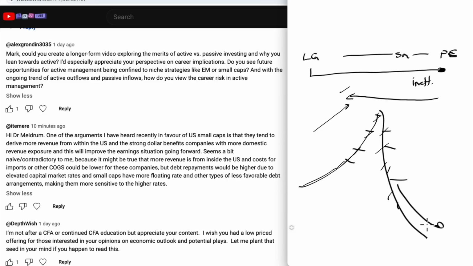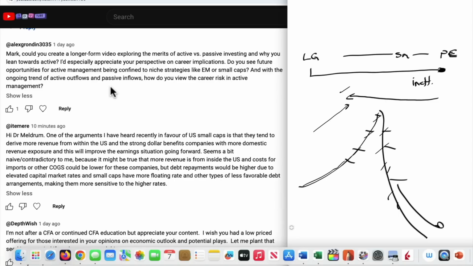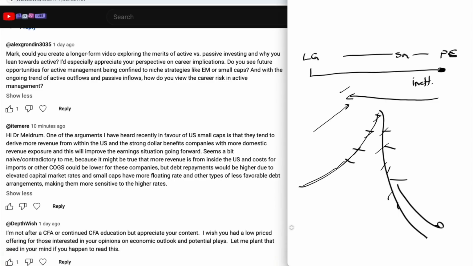So for an active investor who is tactical, I think you could probably do quite well if everyone else is behaving passively. As far as future opportunities in the market, I am far removed from the job market, so I really wouldn't know about in terms of career.